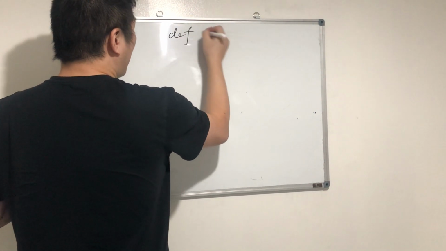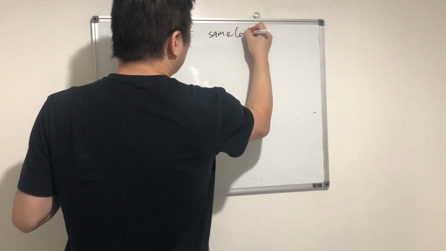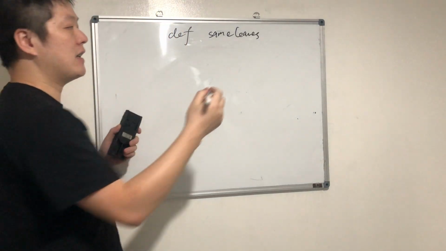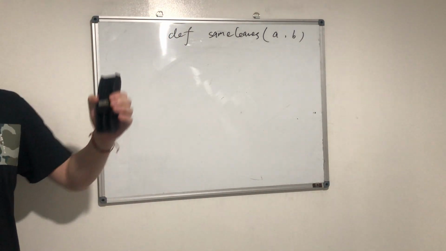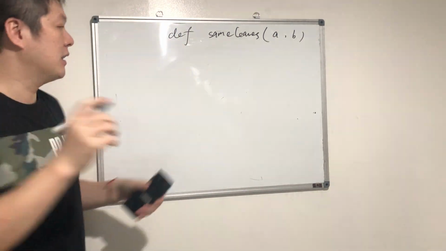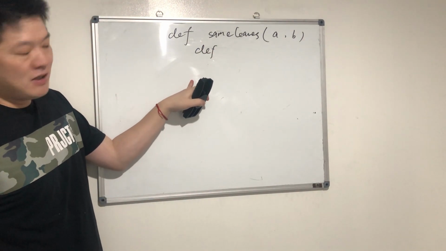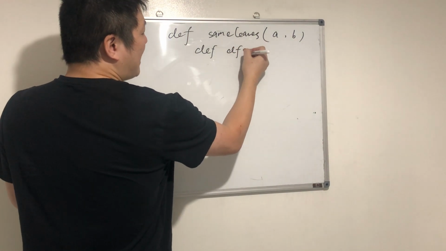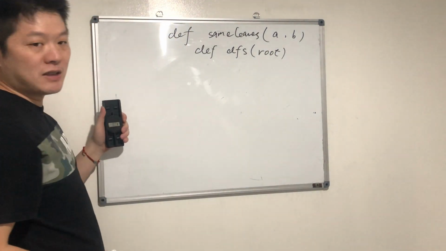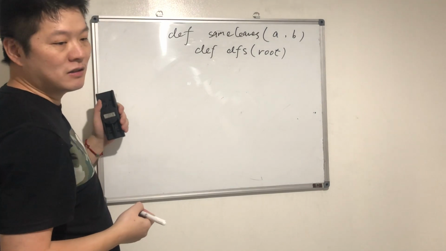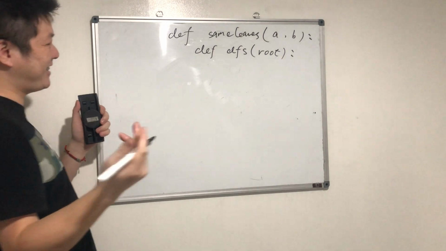So first of all, let's say same leaves, plural, yeah? And then let's do this with A and B. So there are 2 trees, A and B, 2 roots. So we can have another function inside. Okay, look, we call it depth first search, and then let's call it the root. And then, can you tell me what I'm missing? Colon. How many colons? 1.